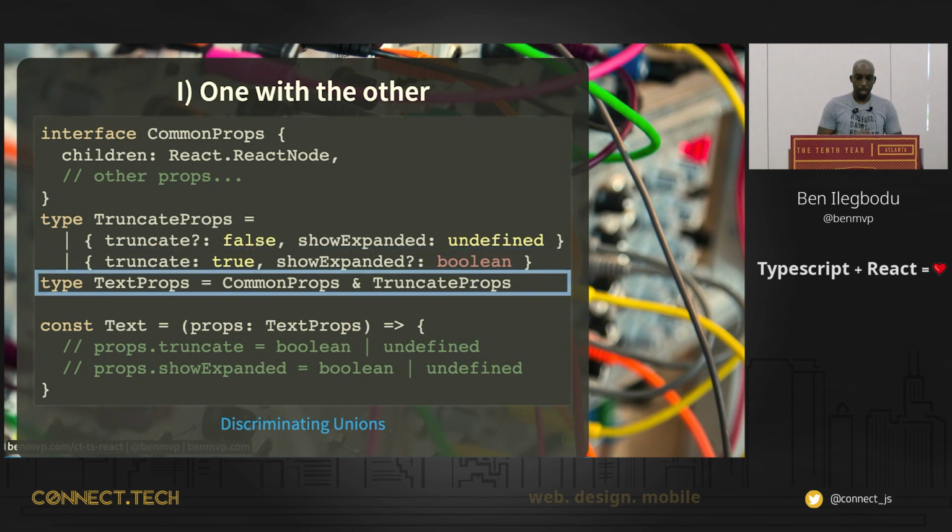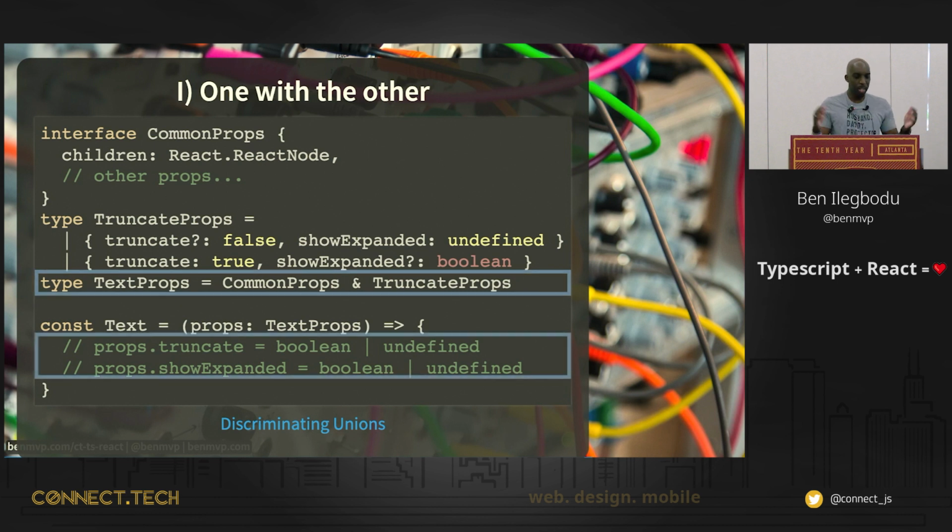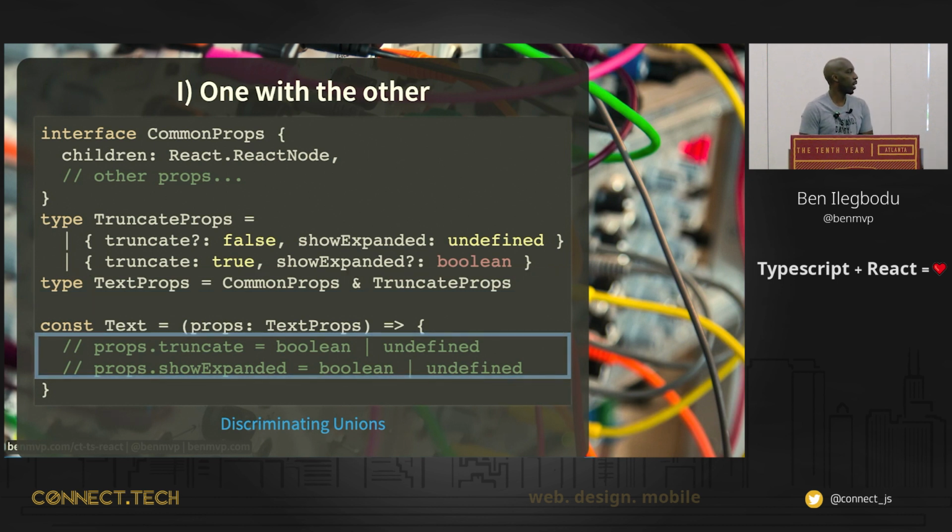Then the text props type is the intersection or the merge of the two. We use the ampersand instead of the pipe. And it's the merge of common props that we define at the top and truncate props that we were just talking about. And then finally, we can use text props in our code. Both truncate and show expanded will be optional Booleans there.